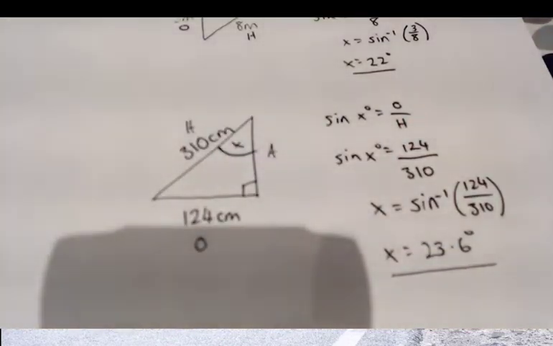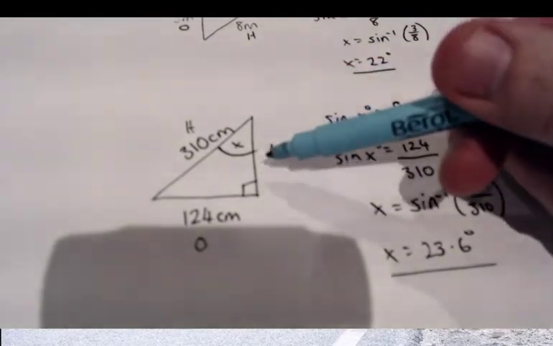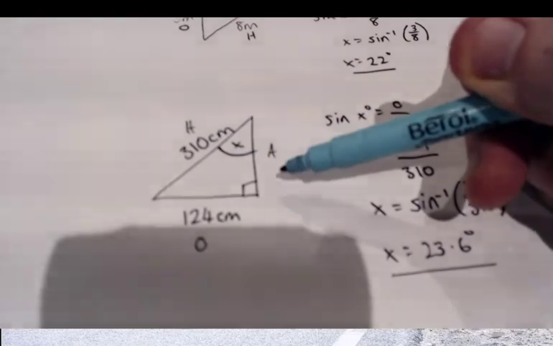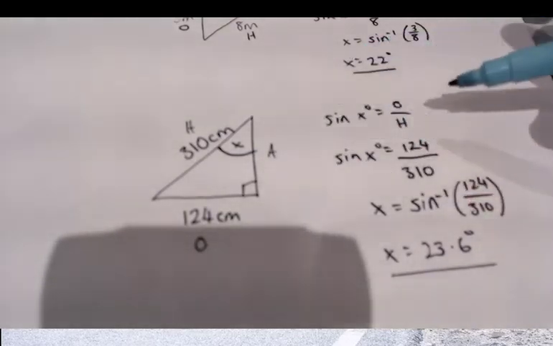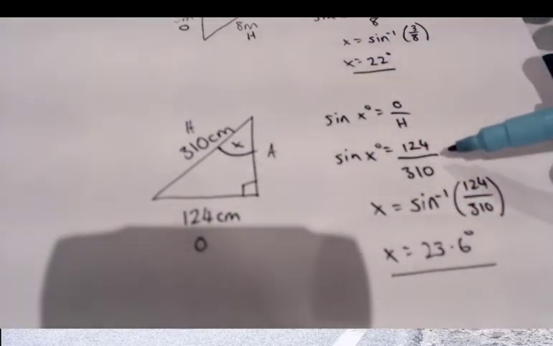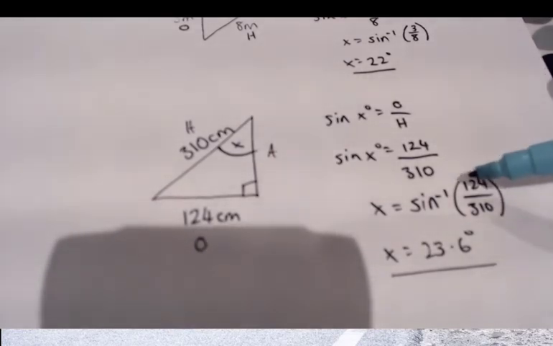And again, I would expect to see that working for each question. Remember the steps. You start by labelling the sides, opposite, hypotenuse, adjacent. You write down the rule, you put the numbers into the rule, and then you use your calculator to get the final answer.